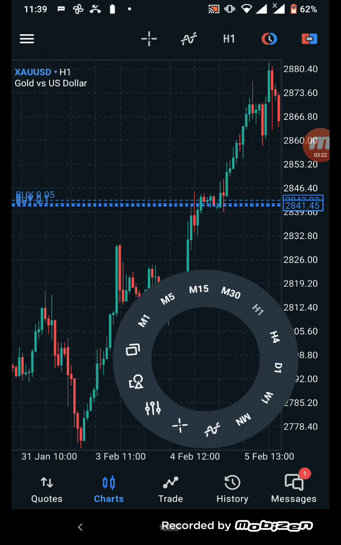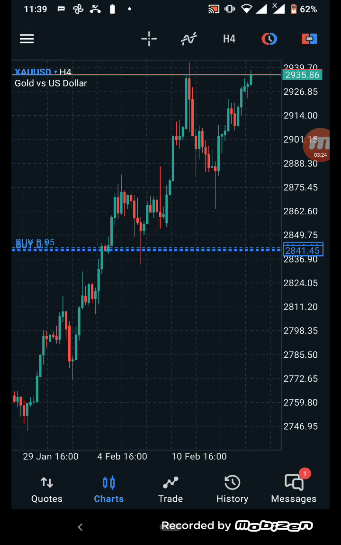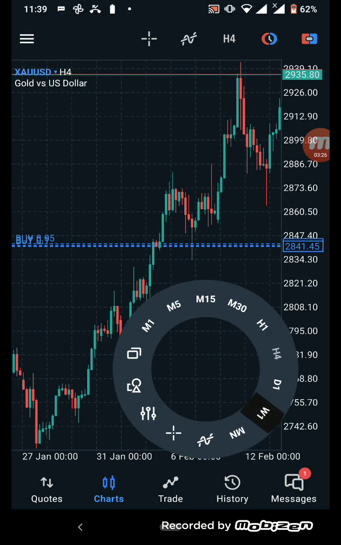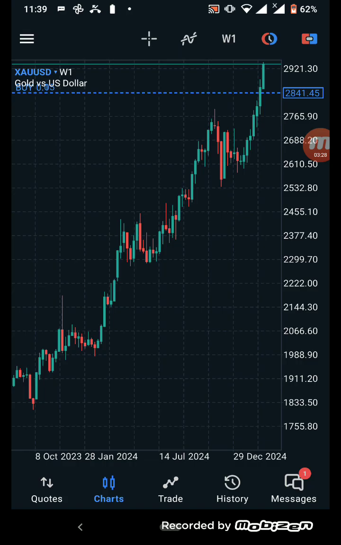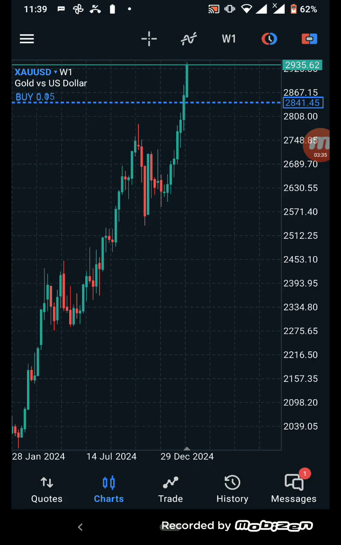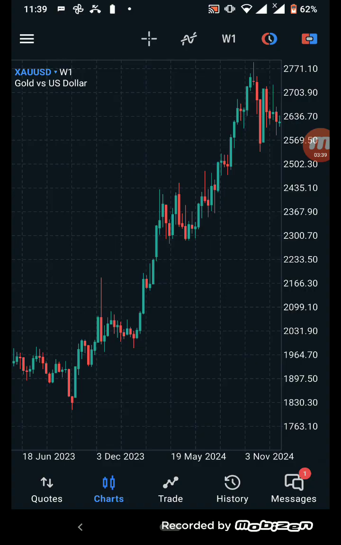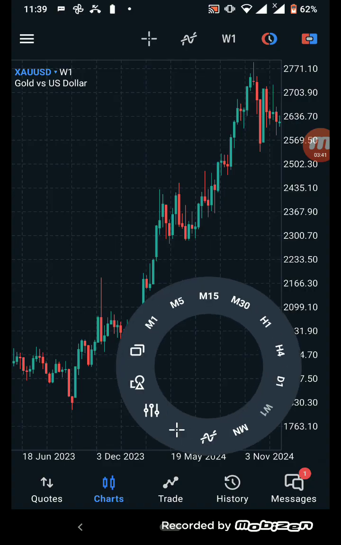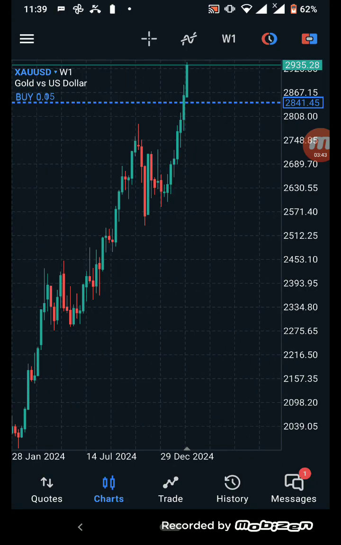Now what I did is, as you can see, I went to the weekly time frame. Now if you look at this chart right here, the graph is going upwards, right? It's an upward trend, right? It's an upward trend, which means the buyers dominate the market, right?